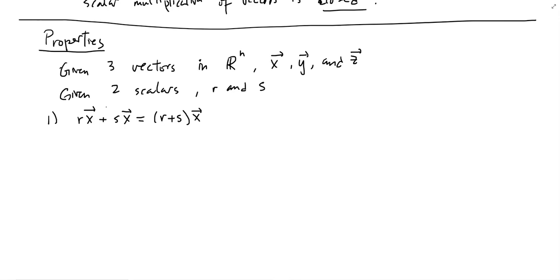What happens on the right side is that it tells you, whoa, you can actually do this first, which makes it easier. You can just add the scalars first and then do the scalar multiplication. So notice the order of operations is reversed from the left side to the right side. On the left side, you do scalar multiplication, then vector addition. On the right side, you do the addition between the scalars first and then do the multiplication.